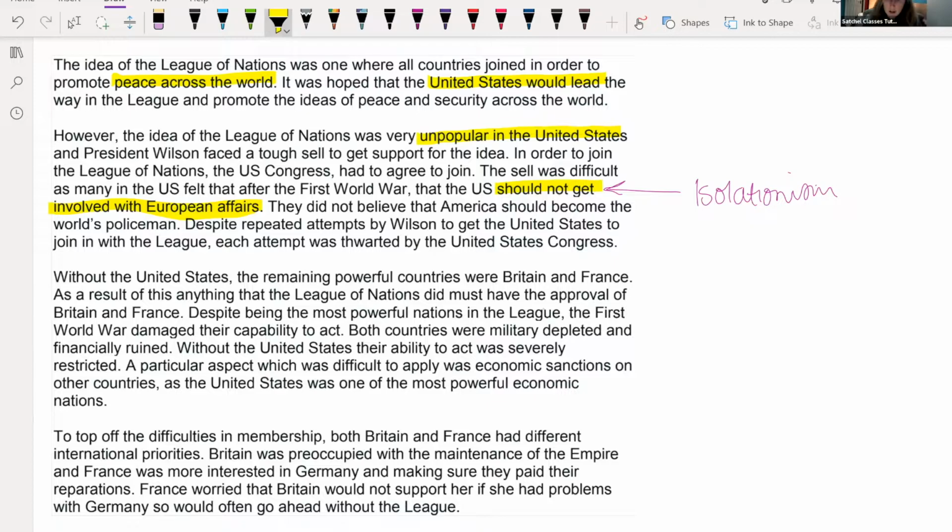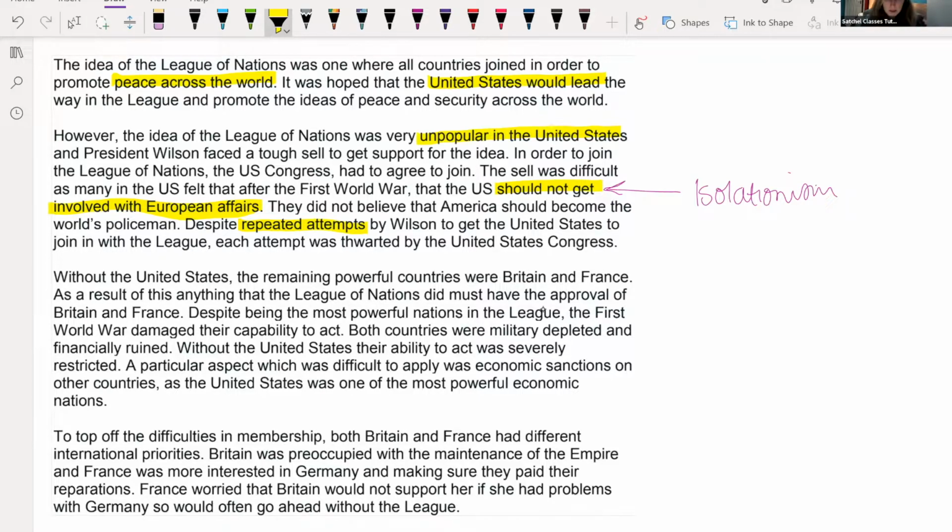So they did not believe that America should become the world's policeman, despite repeated attempts by Wilson. So he was determined, Wilson, to get the United States to join in with the League. Each attempt was thwarted by the United States Congress, so they blocked it at every turn.